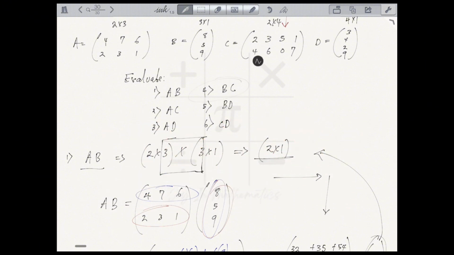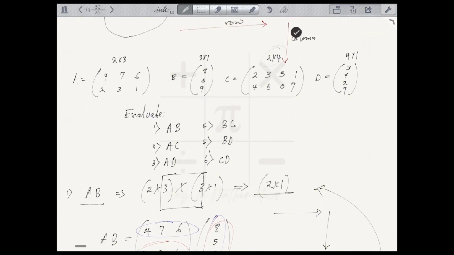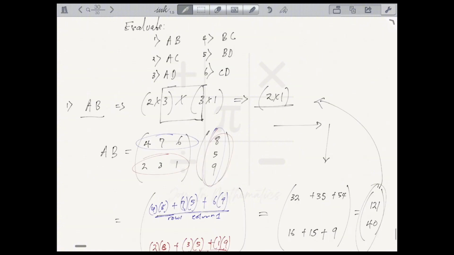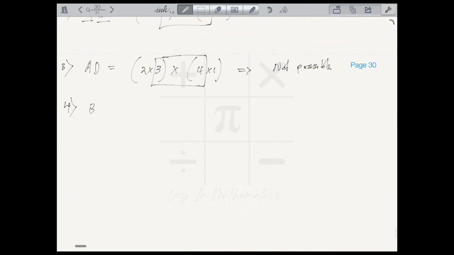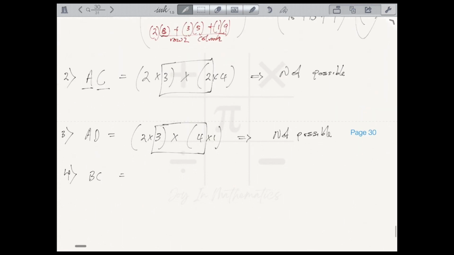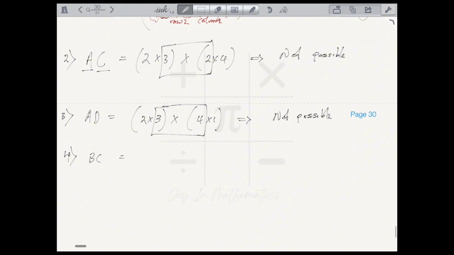So this is question 4, which is BC. Now C is a 2 by 4 matrix, B is a 3 by 1 matrix. Now we look at the column number of B and the row number of C. It's not possible because they are not equal. Not possible.